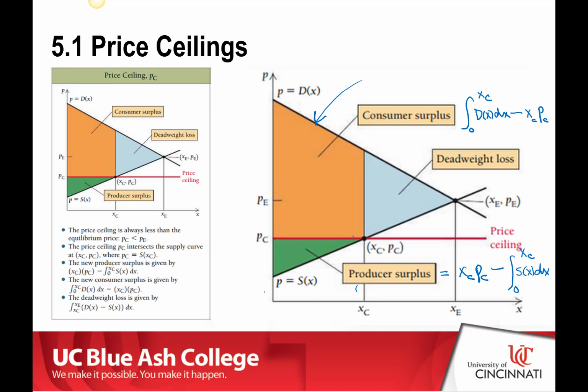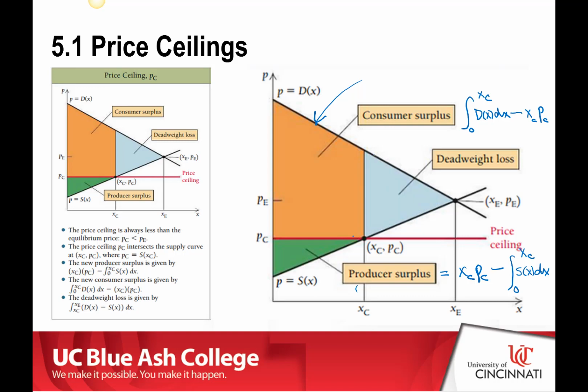So we're just making adjustments to compensate for the new level of demand, the new level of production. There is a third area that comes into play. Notice that when you implement a price ceiling, the consumer gets the orange part. The producer gets the green part. However, there is this area that was originally here at the equilibrium that's now lost. This is called the dead weight loss.